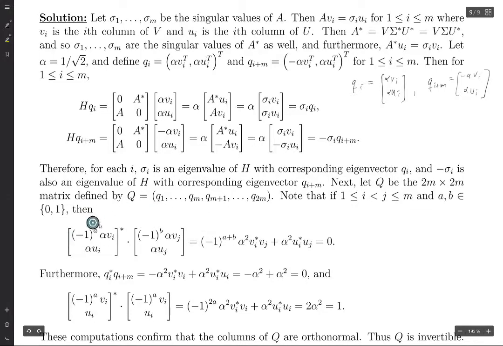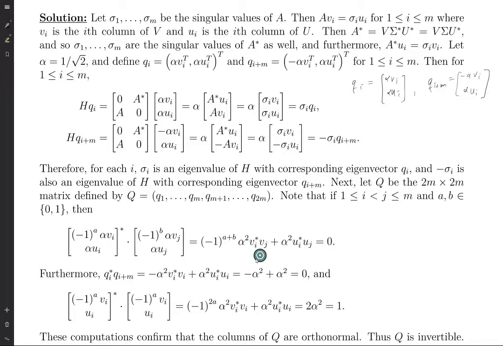So anyways, what happens is the negative ones here don't matter, and all that matters is that when you do this inner product, you get this negative 1 to an exponent, then you get alpha squared, and then you get V_i star V_j, which, because V is a unitary matrix, has orthonormal columns.